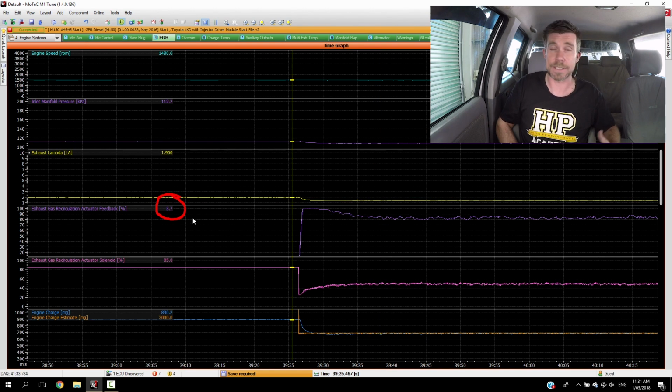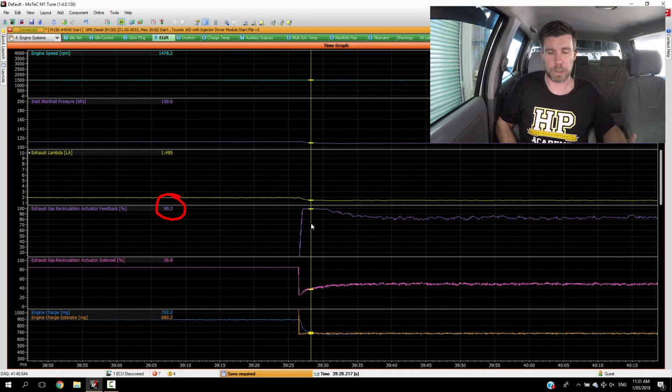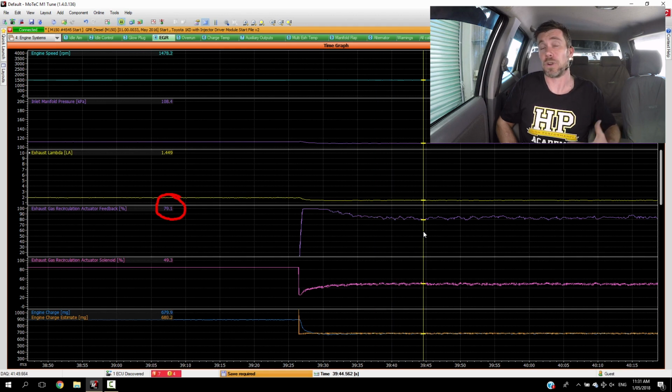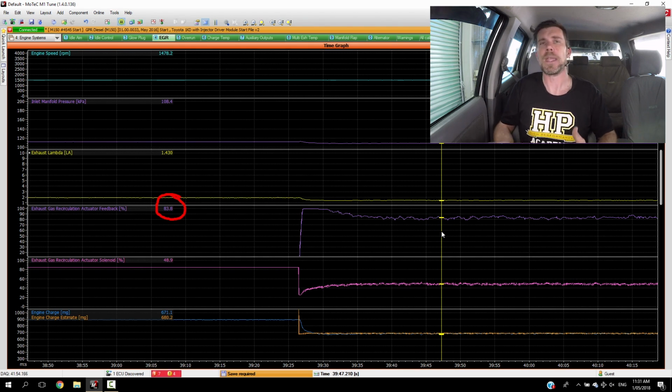Prior to making the change, we can see our EGR valve essentially completely closed, sitting at about 3% there. We can see initially it opens completely, it goes up to 99.3%, and then as we get onto our target and the closed loop control takes place, we can see that the actuator, or the EGR position, stabilizes at around about 80%. So of course, by adjusting our EGR position, we can affect the amount of exhaust gas recirculation going through the engine, and in turn this will affect our NOx output.